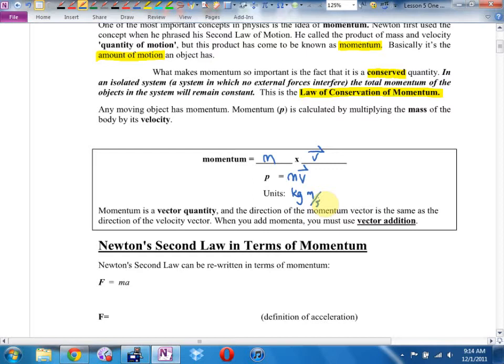Because Newton's was actually kilogram meters per second squared. Joules was actually Newton meters. They usually shorten them, but not yet. Momentum is a vector quantity. The direction of the momentum vector is the same as the direction of the velocity vector, which means when you're adding momenta, which is the plural of momentum, you've got to use vector math. We're going to be doing lots and lots of tip-to-tailing.